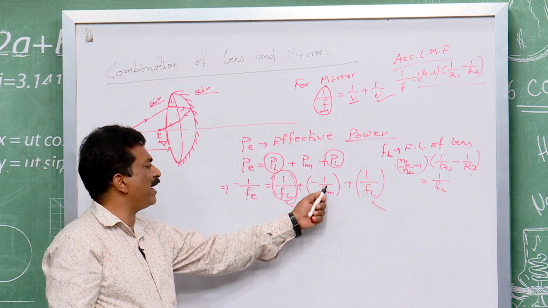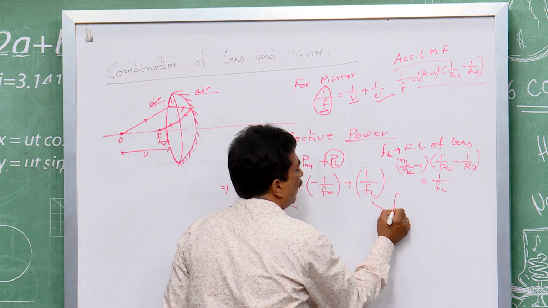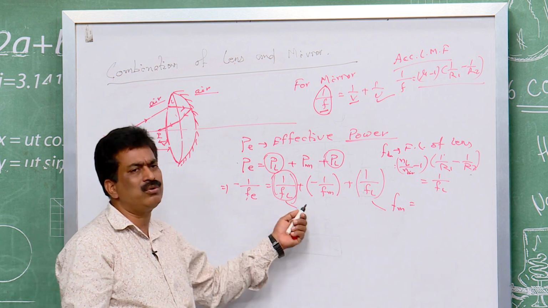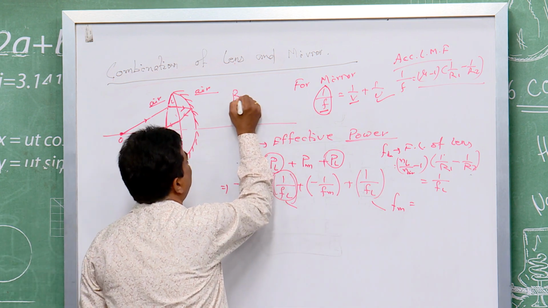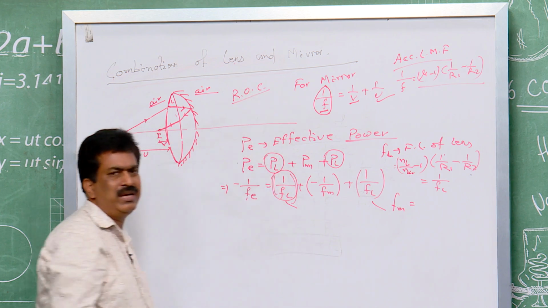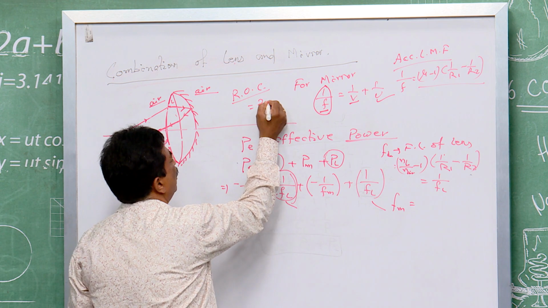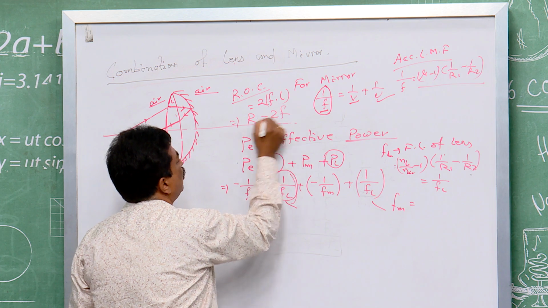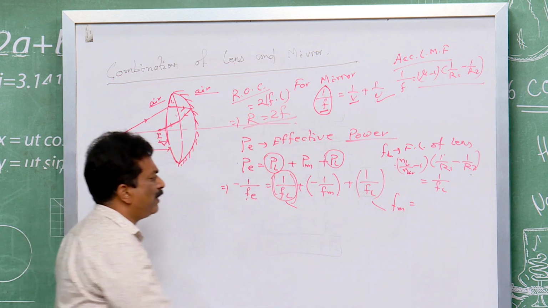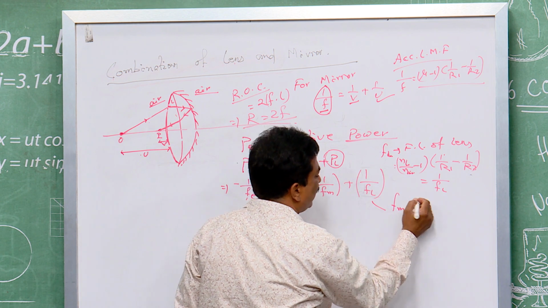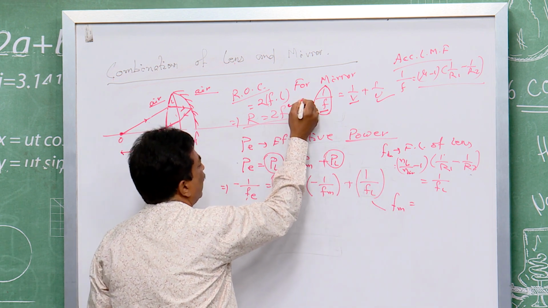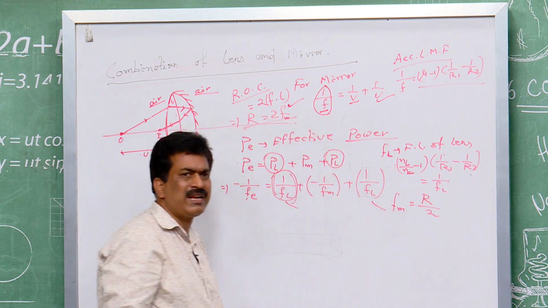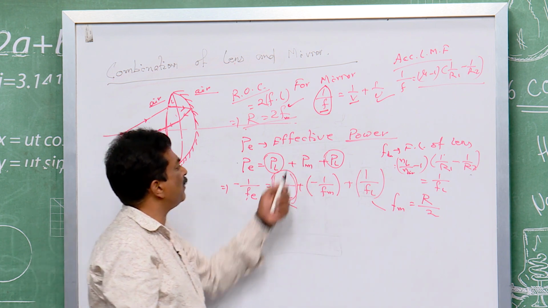Next, it is equal to minus 1 by FM. So how will you calculate the value of FM? Students, in the earlier two classes, you came to know that the radius of curvature is equal to twice the focal length. So R is equal to 2F. When R is equal to 2F, FM, the focal length, is equal to R by 2. What is R? The radius of curvature. The radius of curvature of which one?